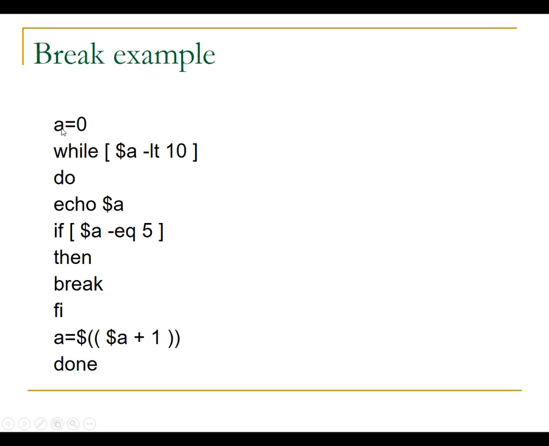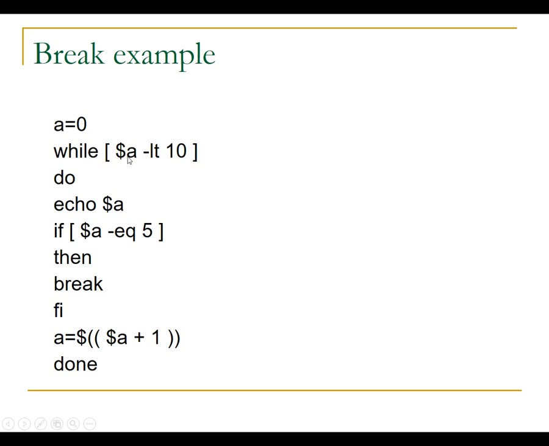Here you can see that a equals 0, that means the initialization of one variable with a fixed value called 0. Then it checks whether the value of a is less than 10 or not. So 0 is less than 10, so this condition is true, this do statement executes, and 0 is printed onto the screen. Then there is one more decision making statement which checks whether this variable contains the value 5 or not. For 0 this condition becomes false, then it repeats, that means it adds one more value to a.